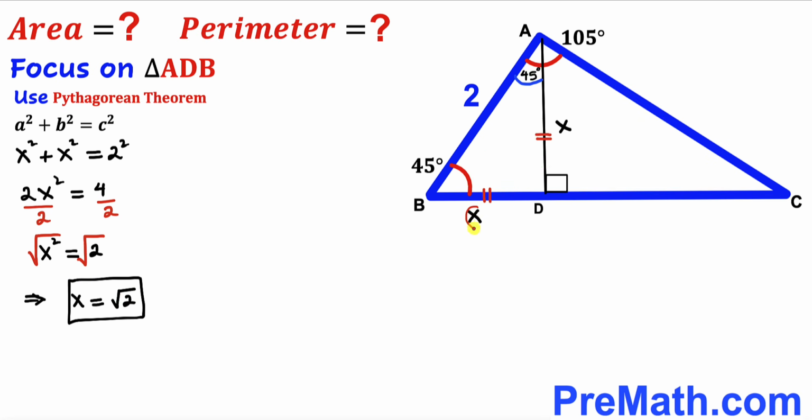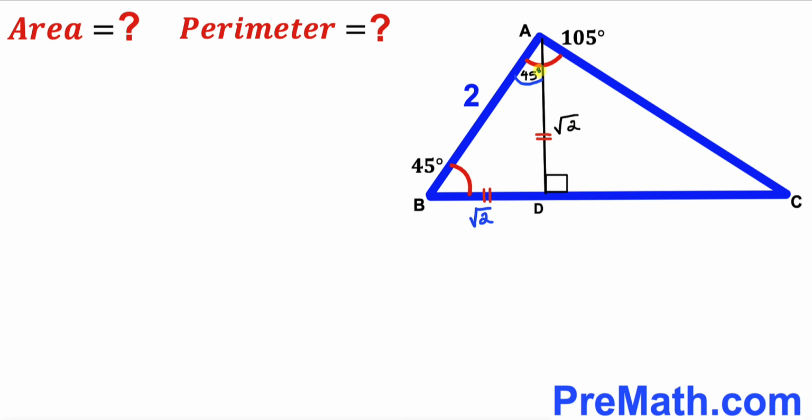So thus our this x value turns out to be square root of 2, and likewise this x value is square root of 2 as well. And now let's make an observation. We know this whole angle is 105 degrees and this part of the angle is 45 degrees. So therefore this remaining angle has got to be 60 degrees angle. And furthermore, we know this is our 90 degrees angle. So therefore we conclude that this angle has got to be 30 degrees angle.